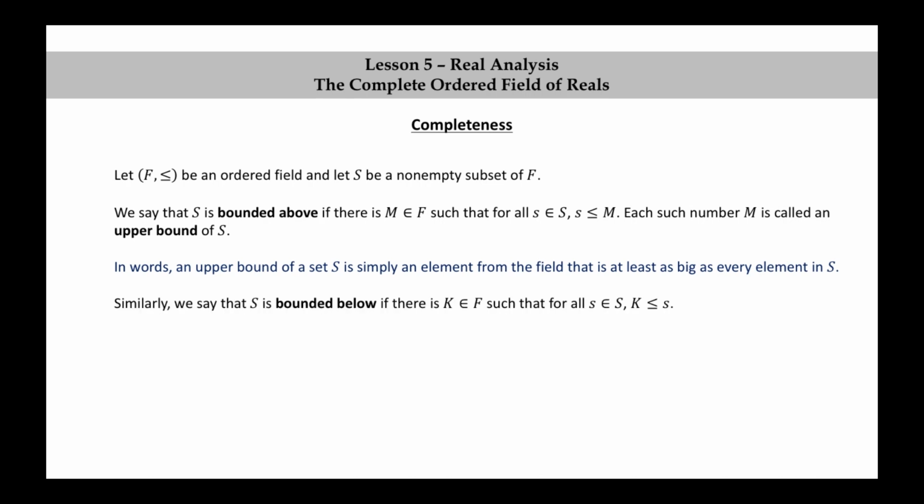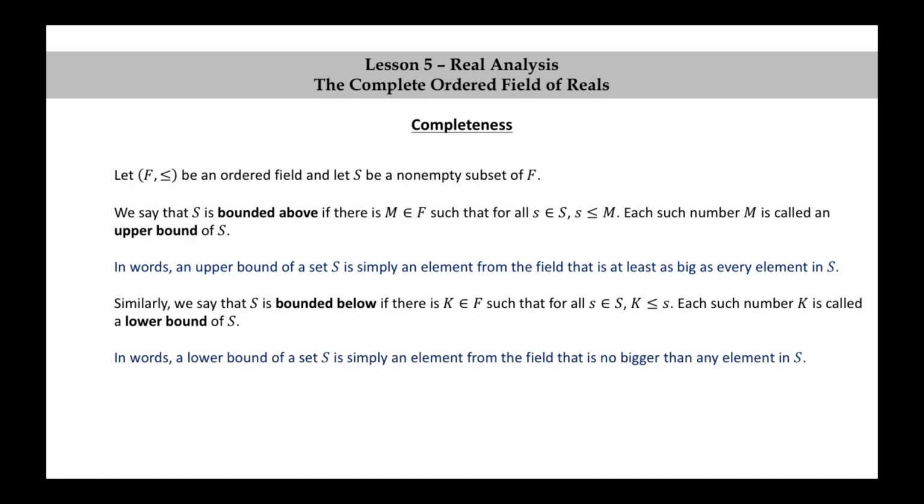Similarly, we say that S is bounded below if there is an element K in F such that for all s in S, K is less than or equal to s. Each such number K is called a lower bound of S. In words, a lower bound of a set S is simply an element from the field that is no bigger than any element in S. We will say that S is bounded if it is both bounded above and bounded below.